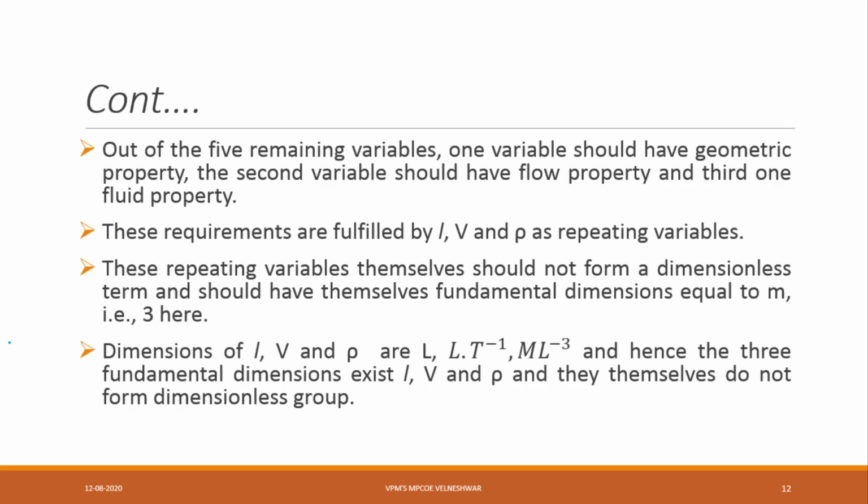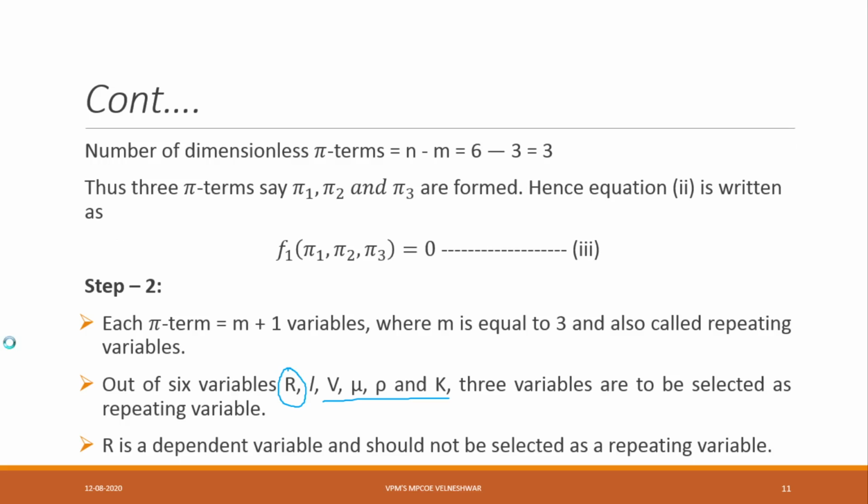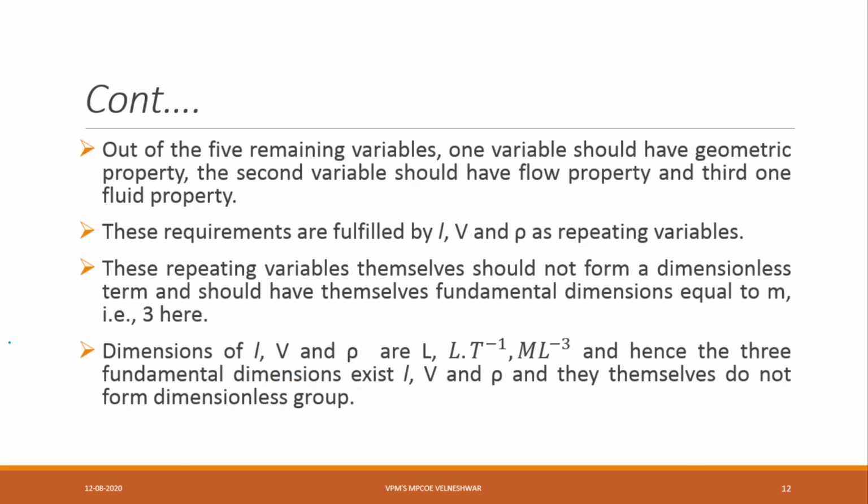These repeating variables themselves should not form a dimensionless term and should have themselves fundamental dimensions equal to m, that is 3. Means, suppose you see L, V, rho: L is length, V is L into T power minus 1, and rho is ML power minus 3. Here these three are the repeating variables, that's why I am considering them.